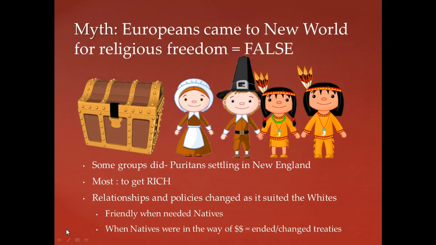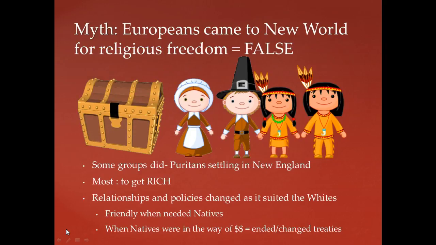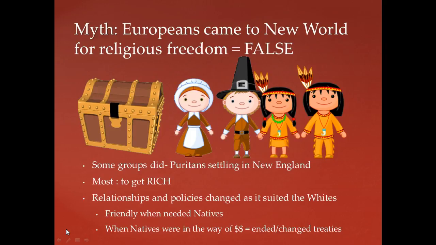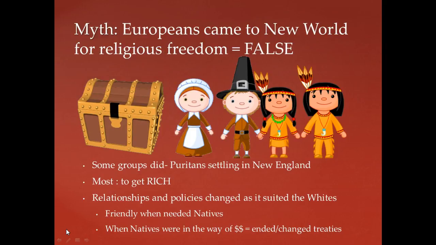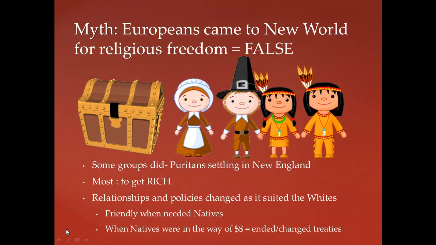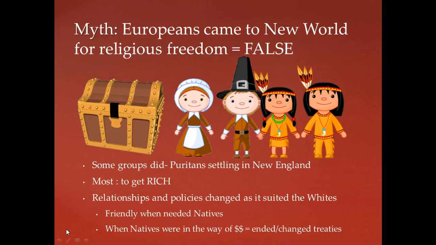You'll see throughout this history that the relationships and policies changed as it suited the whites. For a while at first, they were friendly with the natives and depended on them for help, but the goodwill and the promises quickly ended every time the whites decided the Indians were in their way of getting more money, in all of its forms: land, gold in particular, mining resources.